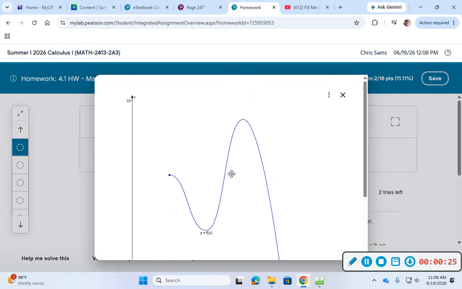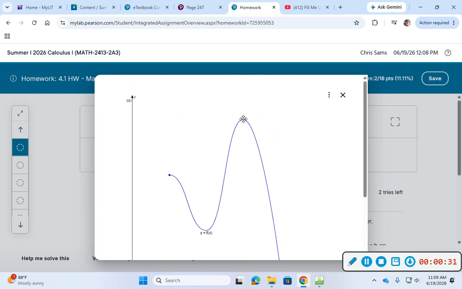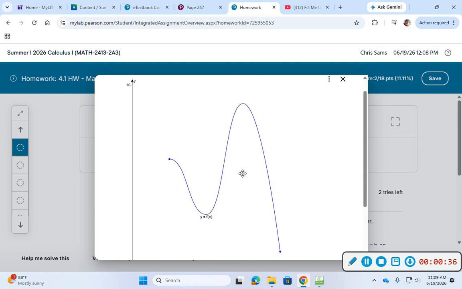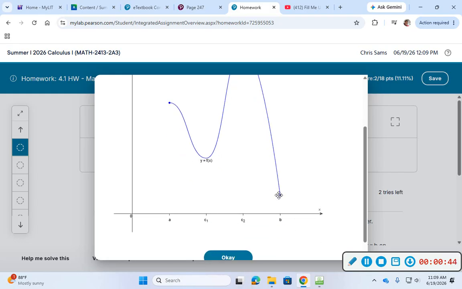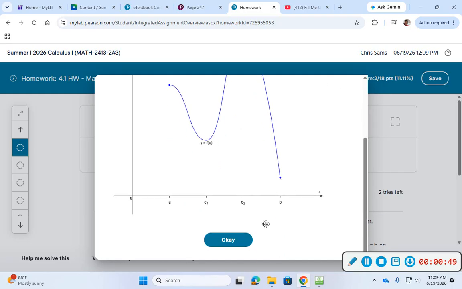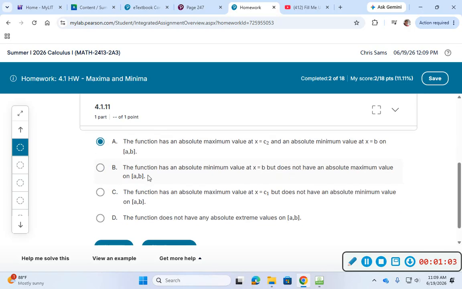So we want the absolute highest and the absolute lowest point. The highest point occurs here at this hilltop, which looks like it happens at point C2. The lowest point on this graph, now this is a local minimum, but the absolute lowest point occurs at the closed interval endpoint B. So we have the highest point, maximum at C2, lowest point at B. And so the function has an absolute maximum at x equals C2, absolute minimum at x equals B on this interval. That looks good.